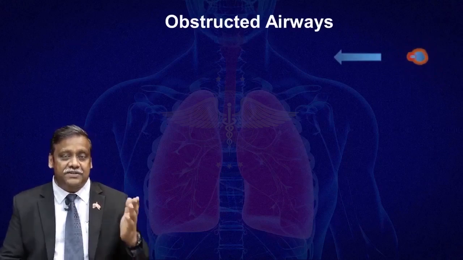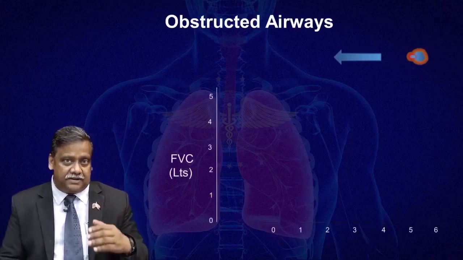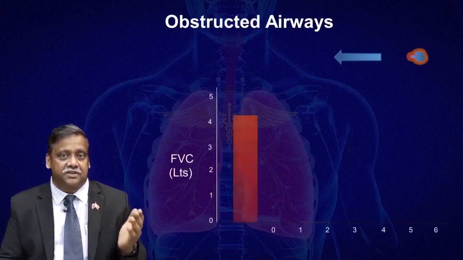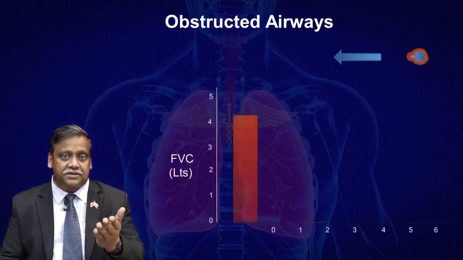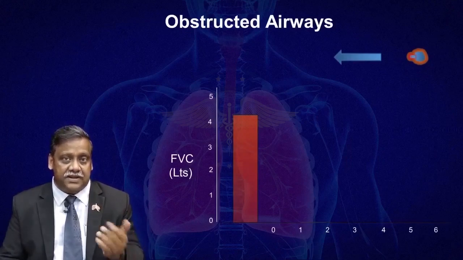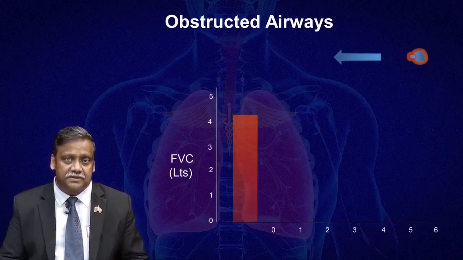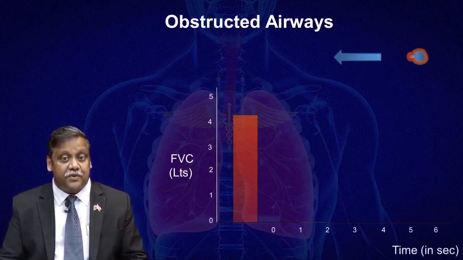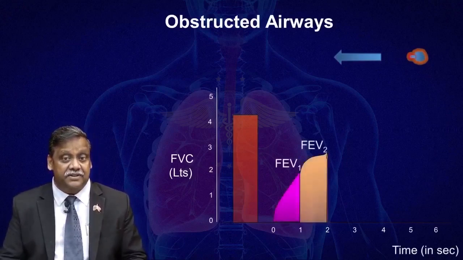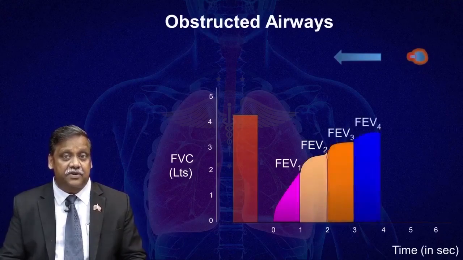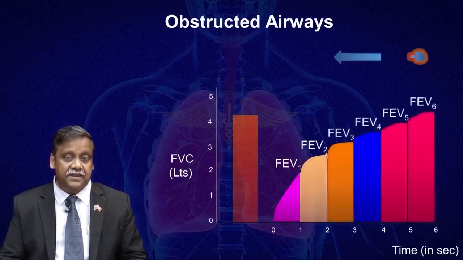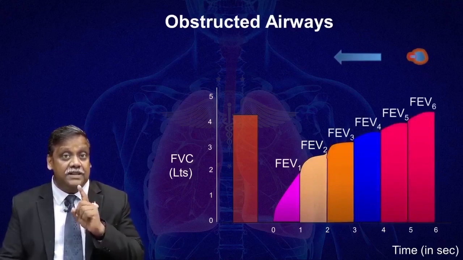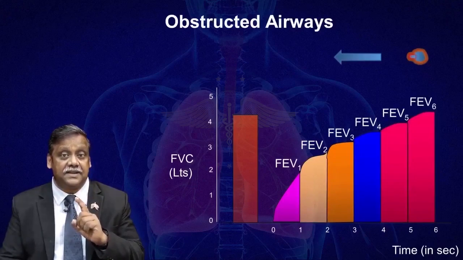And the same thing I can show you in the same graphical format. In a person with mild to moderate obstructive airway disease, the FVC does not change. So in this patient, you get the same FVC value as that of a normal healthy person. So what is the difference? The difference is in the time domain. Look at what happens to FEV1, FEV2, FEV3, FEV4, FEV5, FEV6. So what are you seeing over here? In the normal healthy person, all the air came out in 2 seconds.